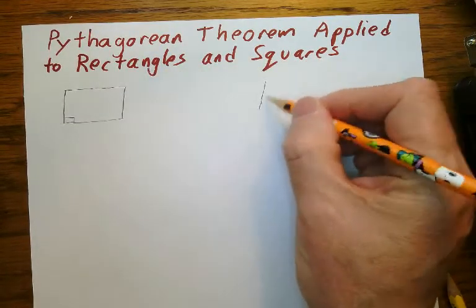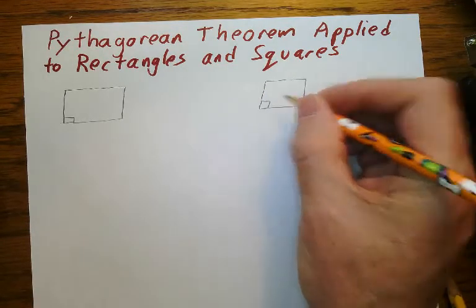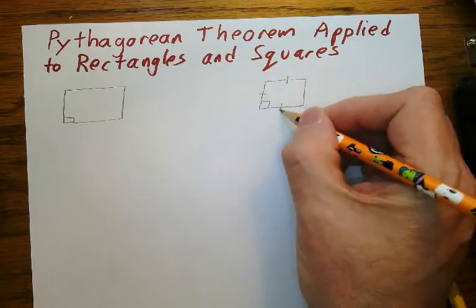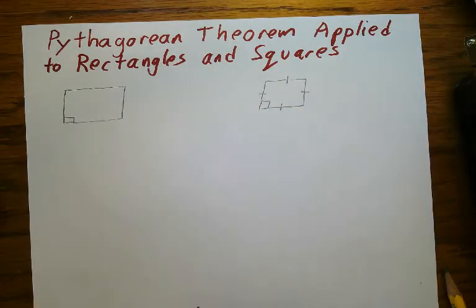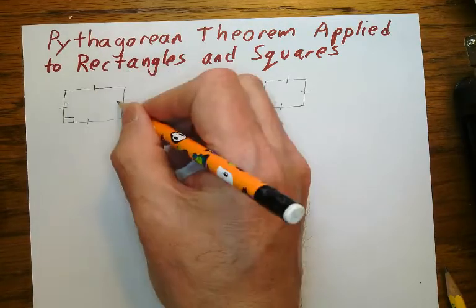There's a rectangle and there's a square. Not drawn perfectly, but a square has all four sides equal. That's what those marks mean. A rectangle has opposite sides equal. That's what those marks mean.